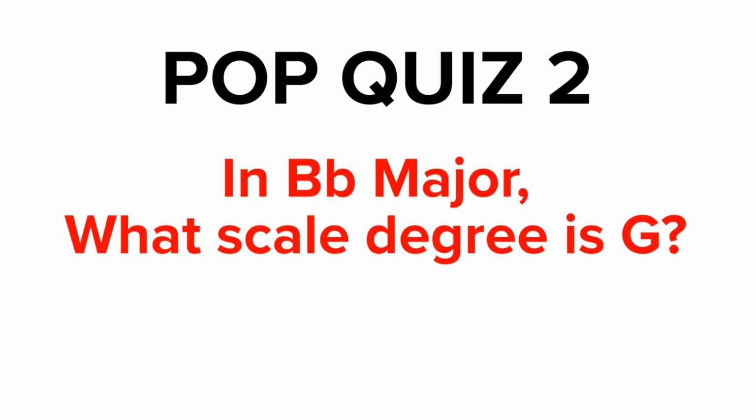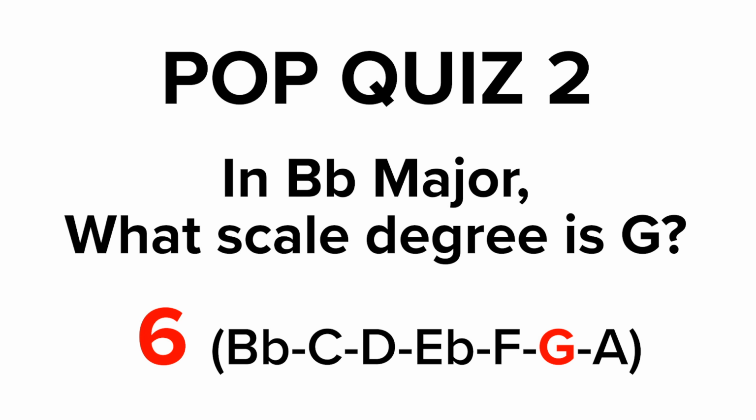First correct answer gets it, and I believe our winner is Jackson Bryant. Yep. I'm seeing 2-6. The correct answer is the 6th. So G is the 6th scale degree. B flat is 1, C is 2, D is 3, E flat is 4, F is 5, G is 6. Great job. So Jackson, you nailed it. Dave, Sarah, Tina, hey, at least you tried. I appreciate the chat on that one.